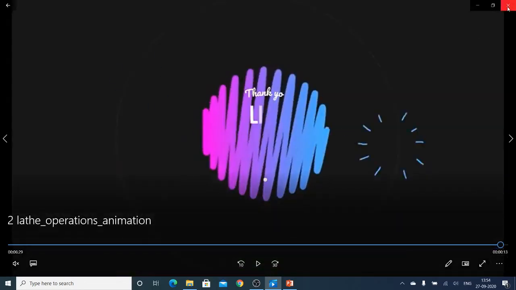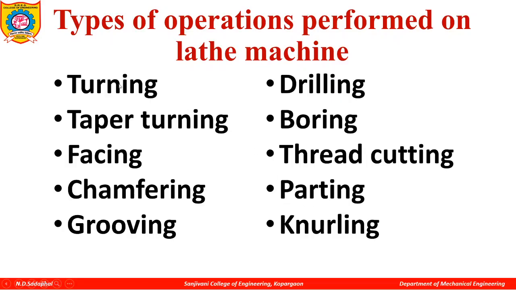So in this way we have covered all the operations. So all these operations we have covered.